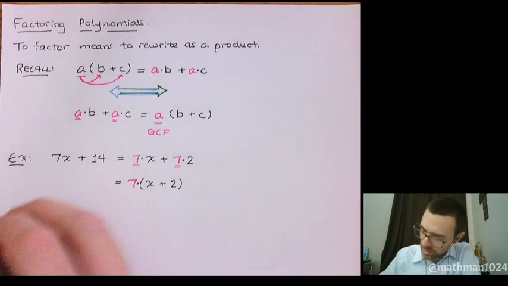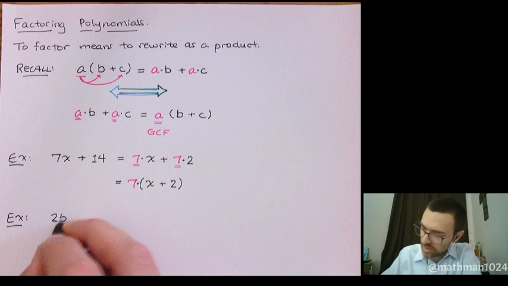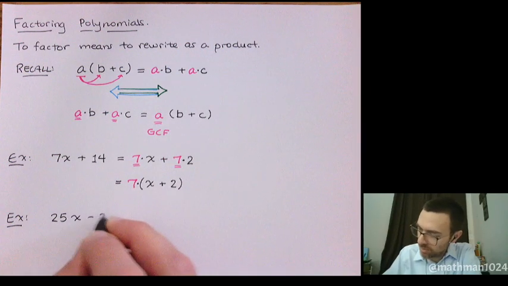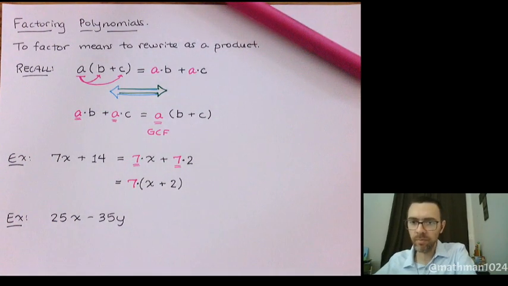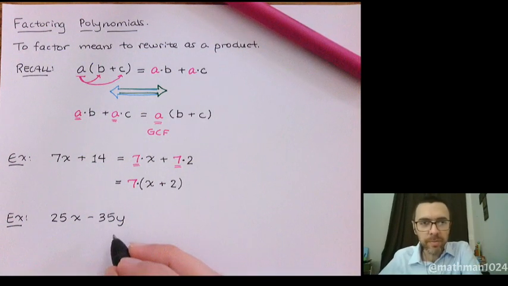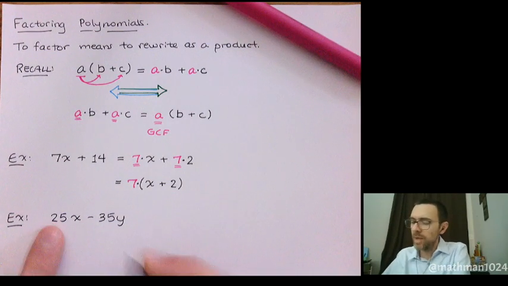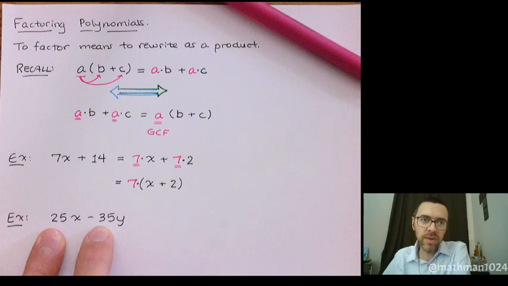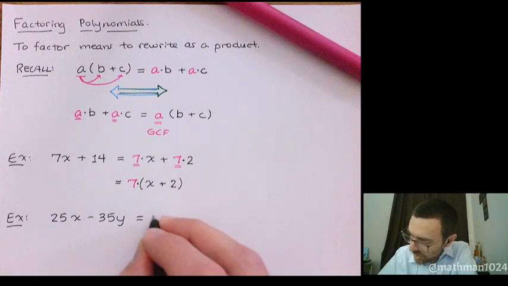All right, so let's try this. 25x minus 35y. We want to find the greatest common factor here. And the greatest common factor between these two guys, we're looking at the coefficients. The greatest common factor between 25 and 35 is 5. That's the largest number that goes into those guys. And so that's what we're going to factor out of each of these.